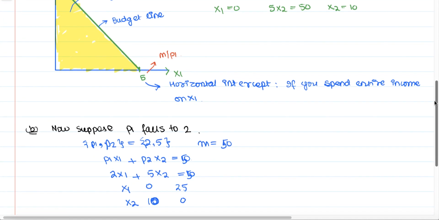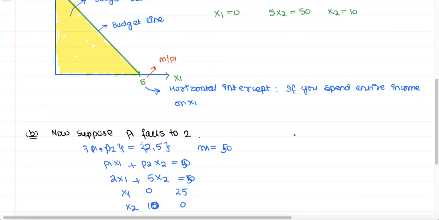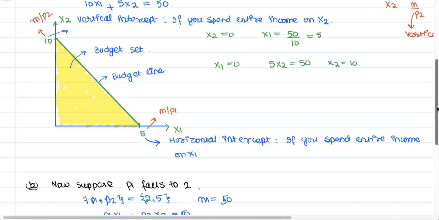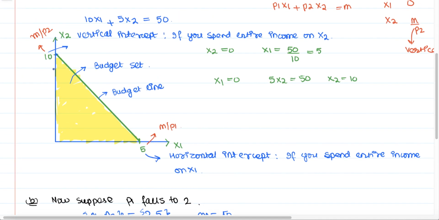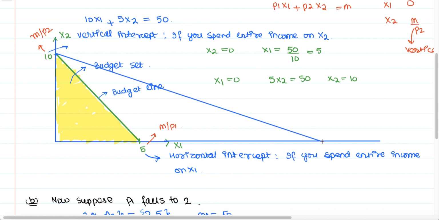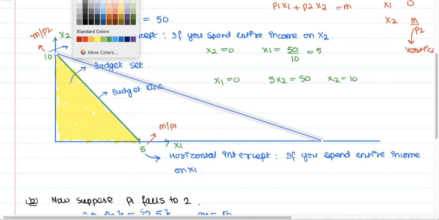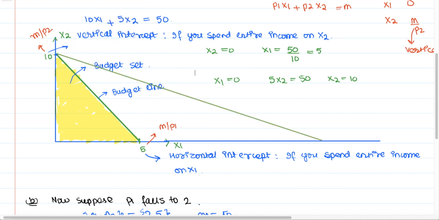So in the same diagram, x1 is 0, x2 is 10. There is no change. When x2 is 0, x1 is 25. So you have this thing here. Now you can take this thing very far, somewhere till here, right? And you will have somewhat here. So there is no change in x2, but there is a change in x1 here.